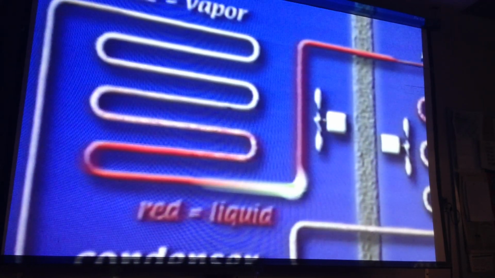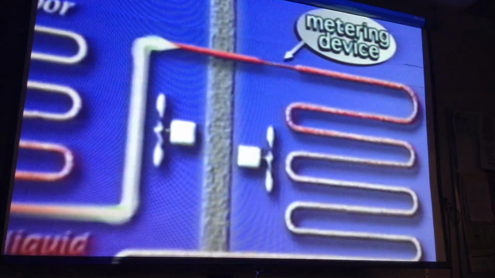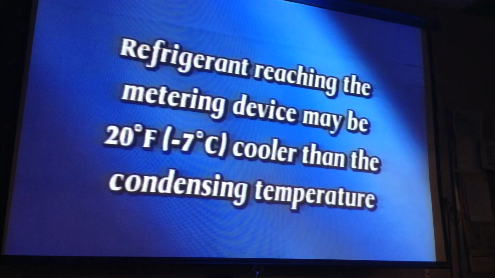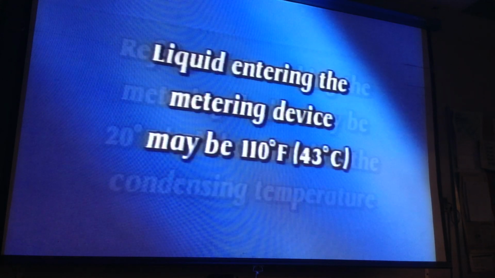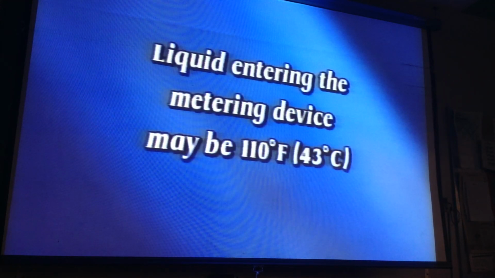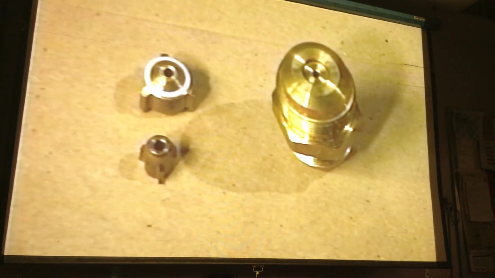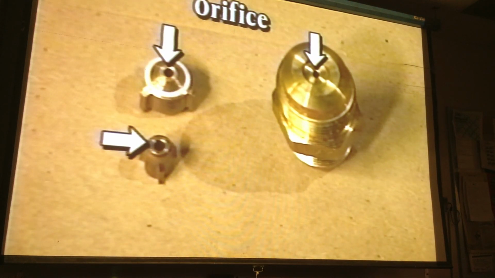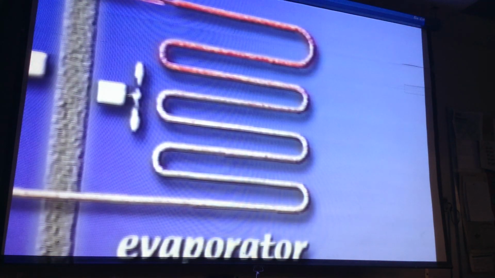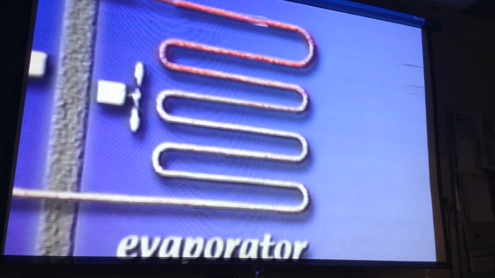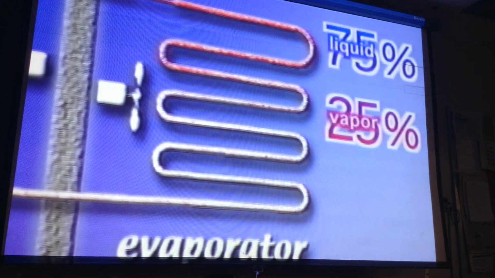Subcooled liquid from the condenser travels through the liquid line to the metering device. Refrigerant reaching the metering device may be 20 degrees Fahrenheit cooler than the condensing temperature. This means the liquid entering the metering device may be 110 degrees Fahrenheit. The metering device has an orifice or small pinhole which the liquid refrigerant must pass through. As refrigerant passes through, pressure drops, and the refrigerant changes to a mixture of 75% liquid and 25% vapor.